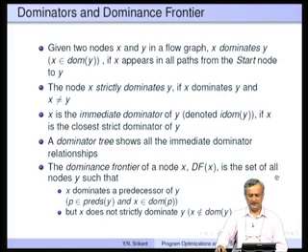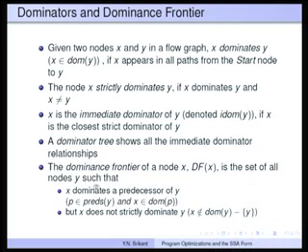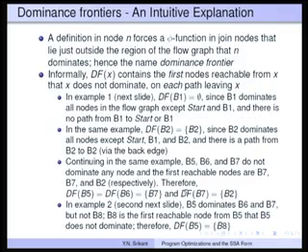D of x is the set of all nodes y such that x dominates a predecessor of y, but x does not strictly dominate y. So, this is the definition of dominance frontier. So, it should dominate a predecessor of y, but x does not strictly dominate the node y itself. But this is still not a great definition if we want to compute it.